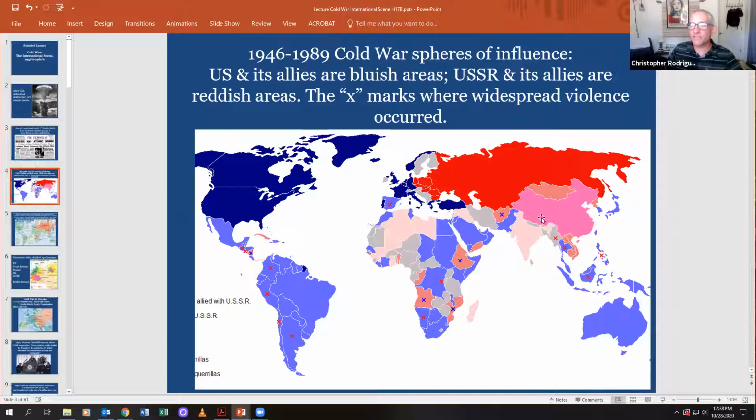And they wanted to expand their sphere of influence in the face of the United States and their Western European allies' sphere of influence. The bluish areas are either wholeheartedly or nominally allied with the United States and Western Europe. And the pinkish areas are places that are maybe fully allied with the Soviet Union and or China.